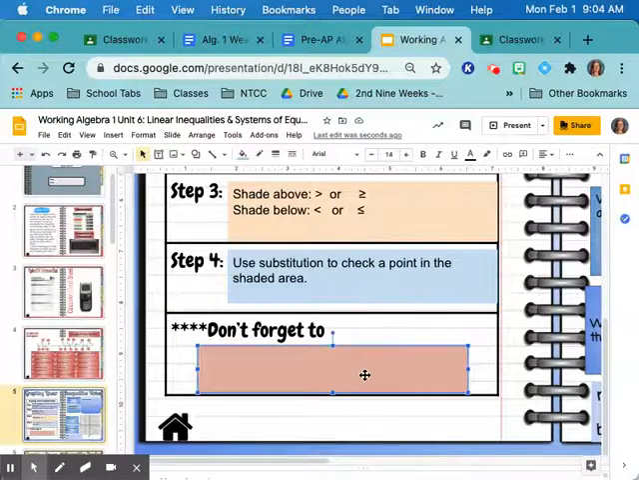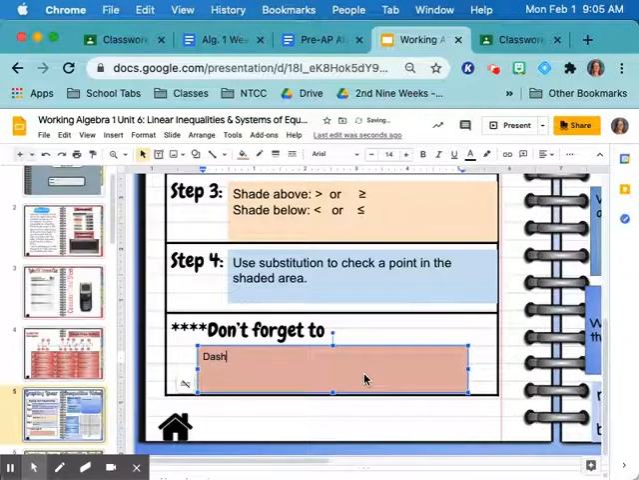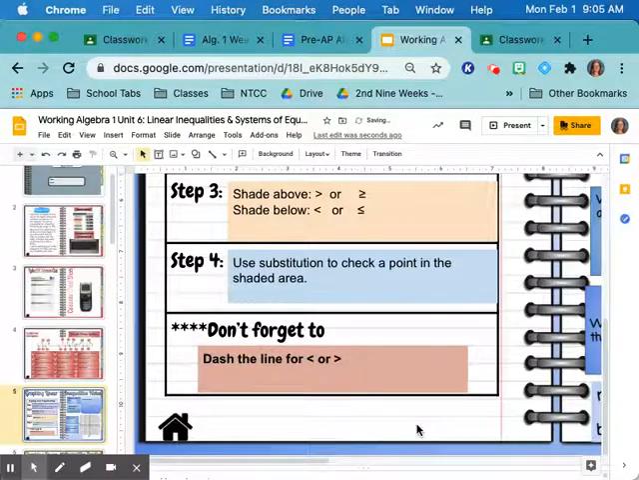Something that a lot of people forget is the dashed line. So don't forget to dash the line for less than or greater than. That's something a lot of people forget. They'll do everything right except for that dash.